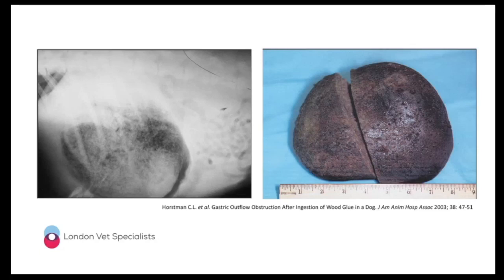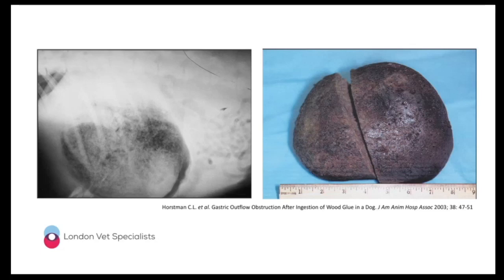So the stomach is hugely dilated, and it's filled with this material that has a very heterogeneous, very mixed, very mottled radiopacity. And it's difficult to know how this patient managed to eat such a large foreign body until, when questioning the owner, you find out that this dog has actually been seen eating wood glue.